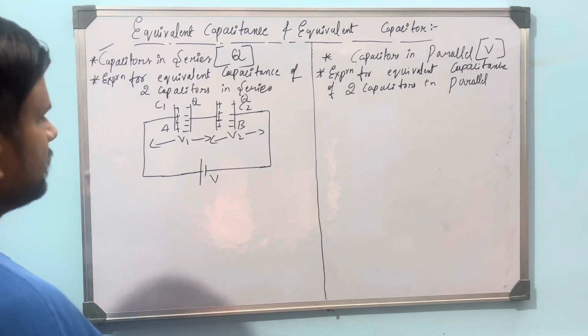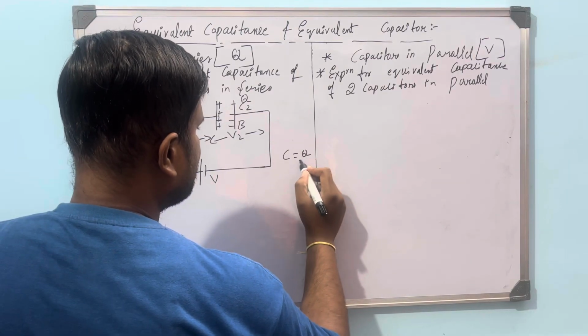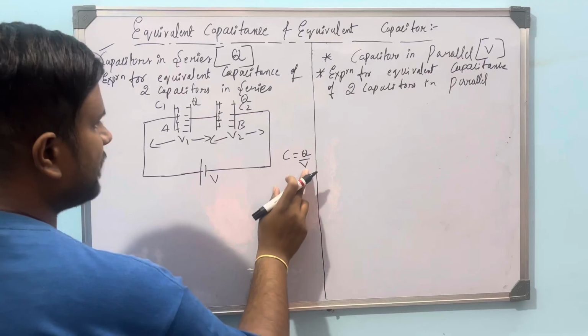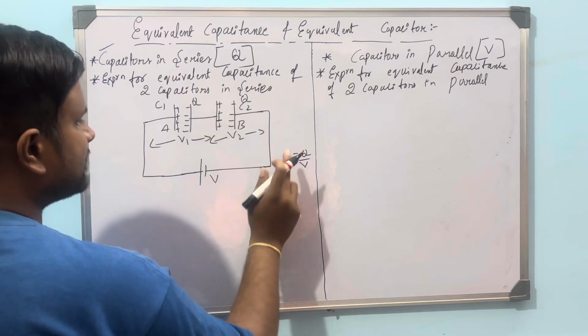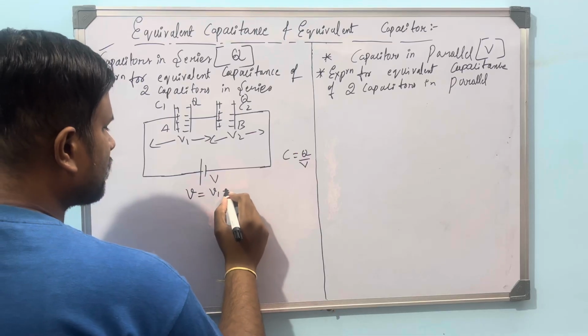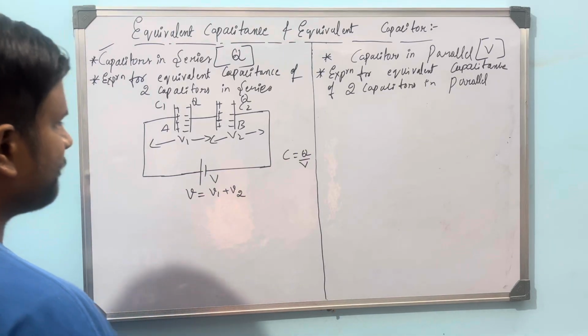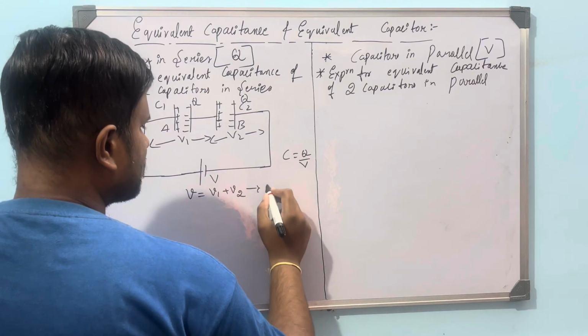We know that the capacitance of a capacitor is given by C equals Q divided by V. Previously I said that for capacitors in series, the potential of the combination is equal to the sum of the potentials across each capacitor, that is V equals V1 plus V2. Call this equation 1.